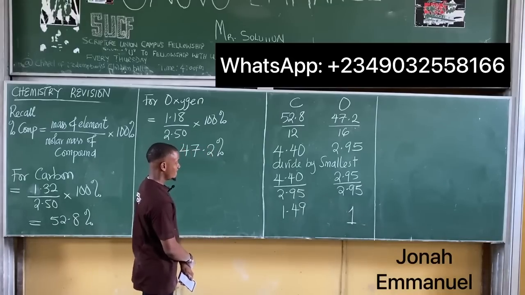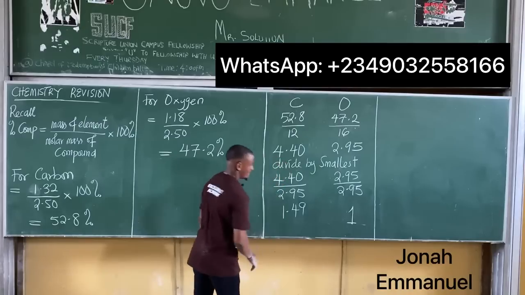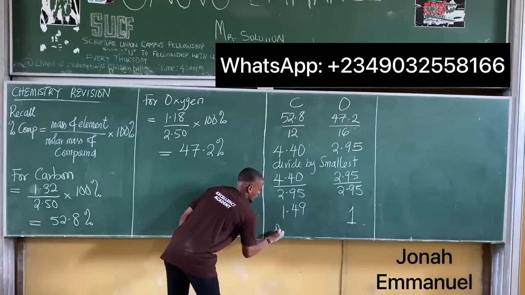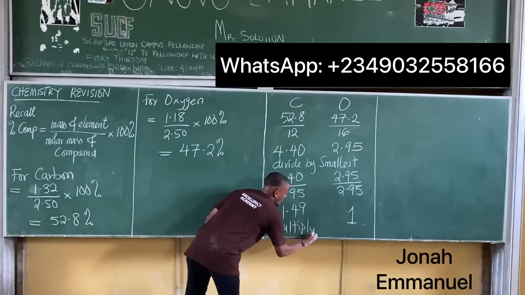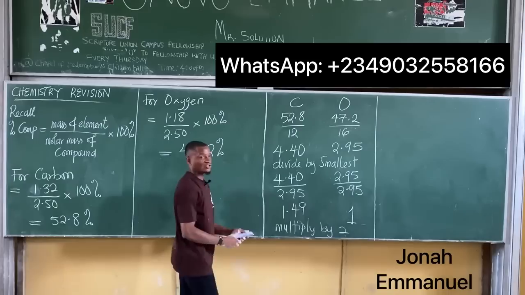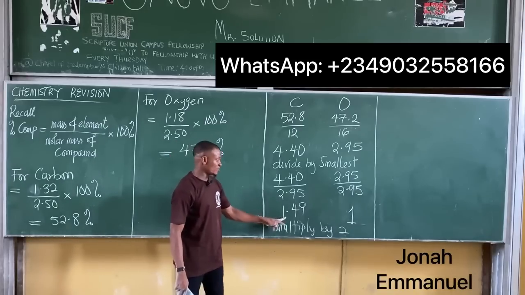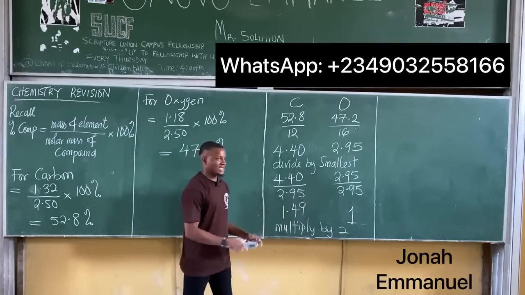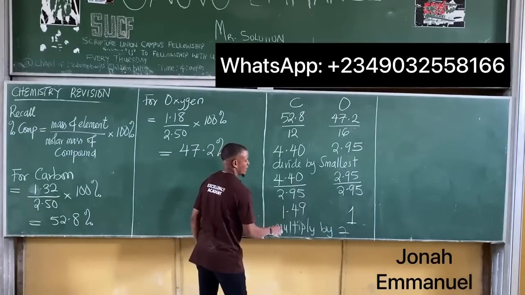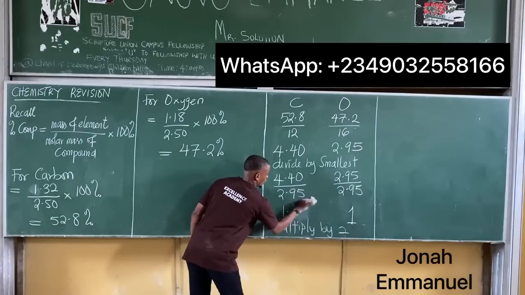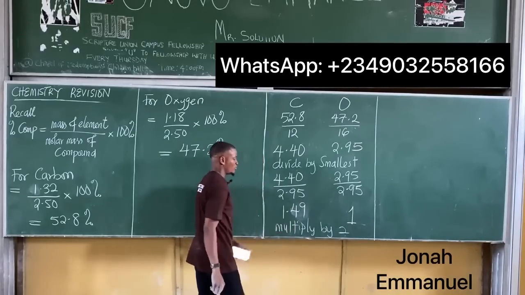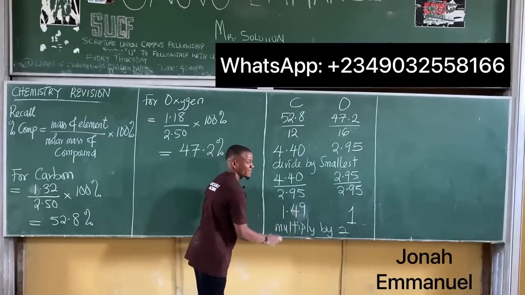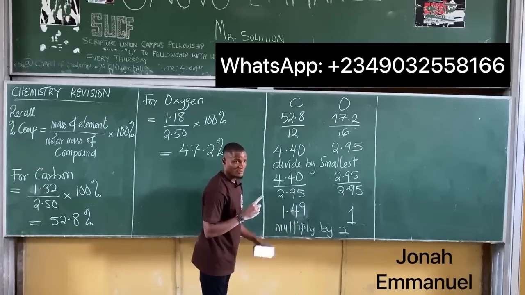What do we do here? Multiply by 2. You should know why we're multiplying by 2, right? This one is not a whole number, and 1.5 is still not a whole number. Let's just use 1.49, but this should be 1.5. I have to multiply by 2. Why? If I multiply this one by 2, I'm expecting 3, a whole number. That's why I'm multiplying by 2.